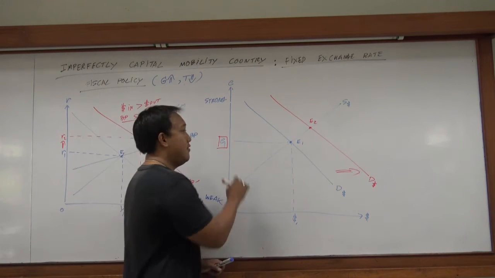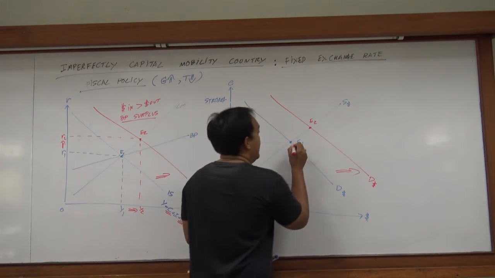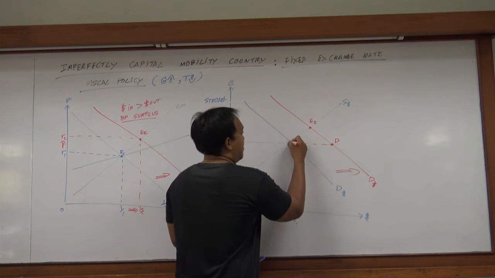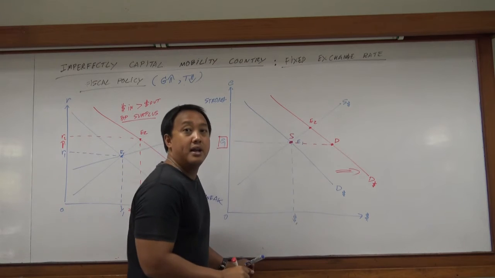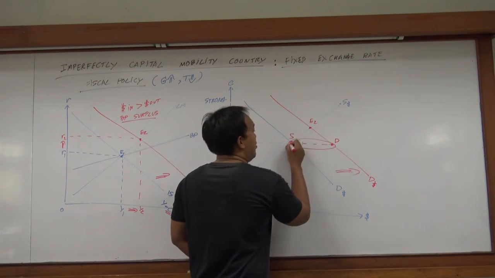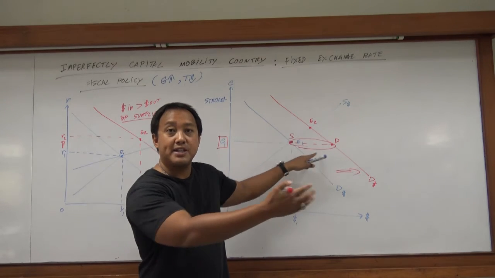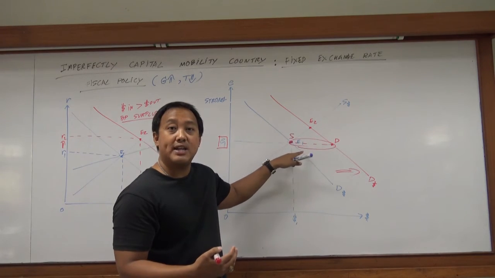So what problem do we have? If we fix the exchange rate here at E1, demand has already moved to the right. This is the demand point. Supply is still here. This is supply. You have the gap, the difference between demand and supply. Demand is on the right, supply is on the left. Demand is greater than supply.